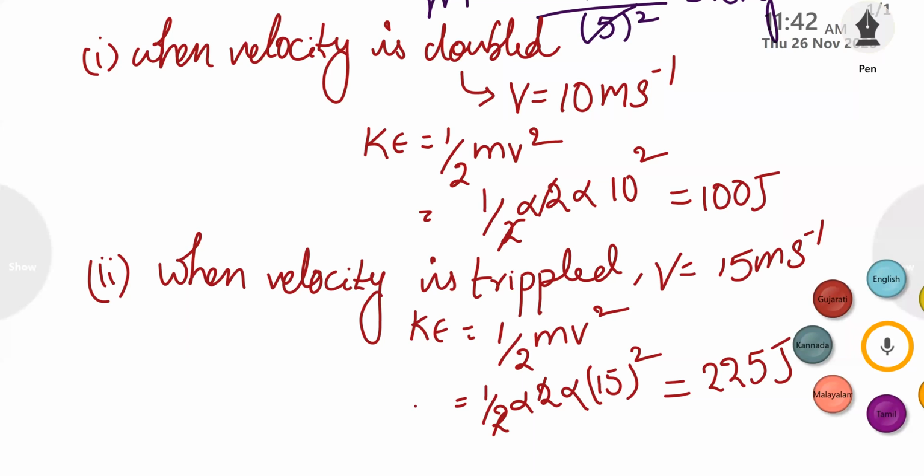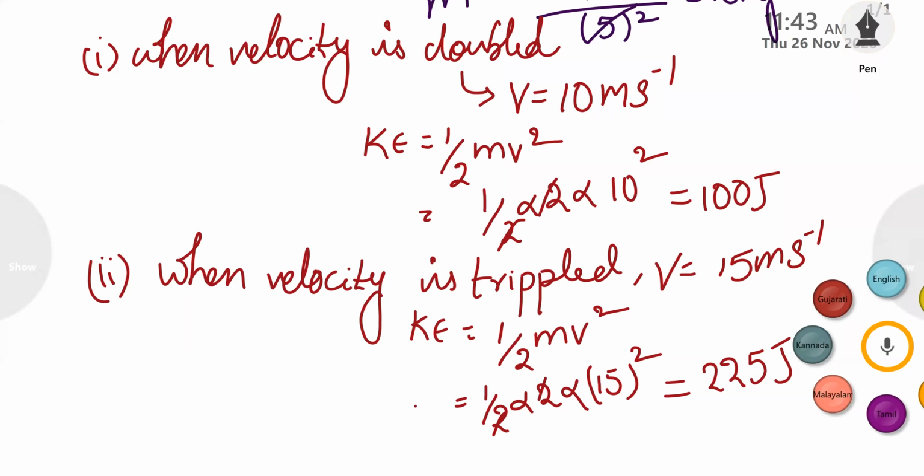So the answer is changing its velocity. When we increase the velocity, obviously the kinetic energy will increase. When we decrease the velocity of an object, obviously the kinetic energy will decrease. So the answer is changing its velocity. Please note it down: changing its velocity.